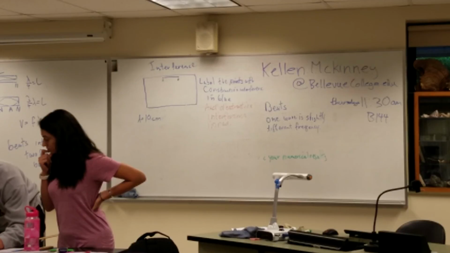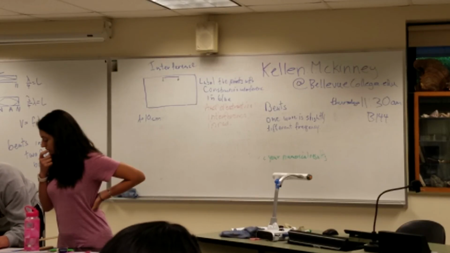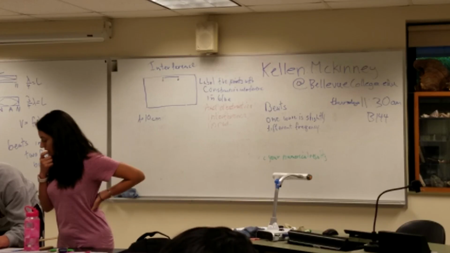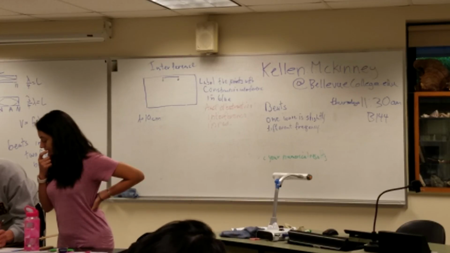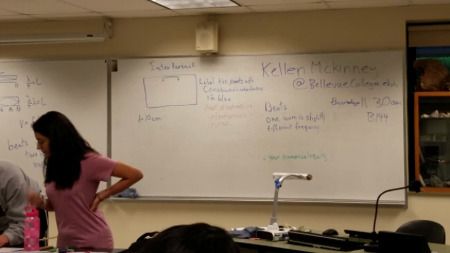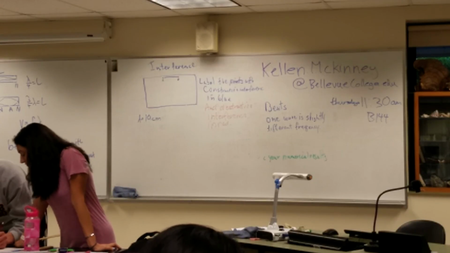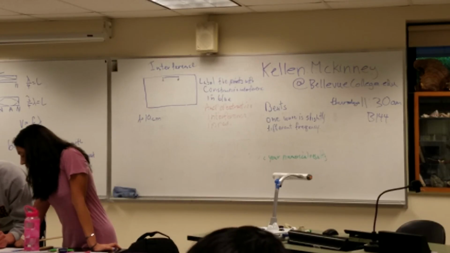Just mark it halfway. So we just talked about the wavelength. We have a wavelength of 10 centimeters. So grab two rulers.